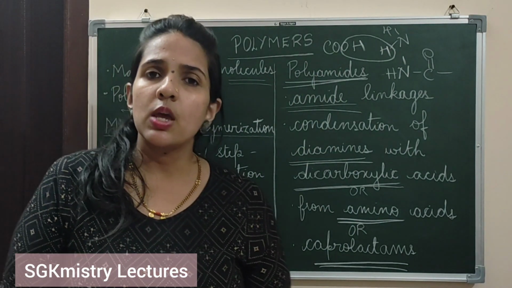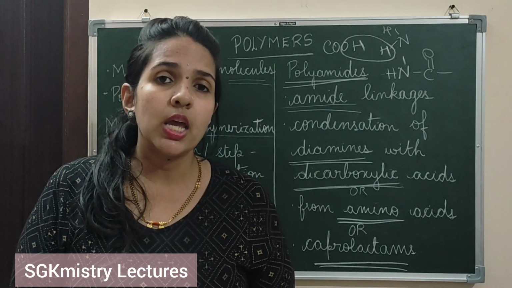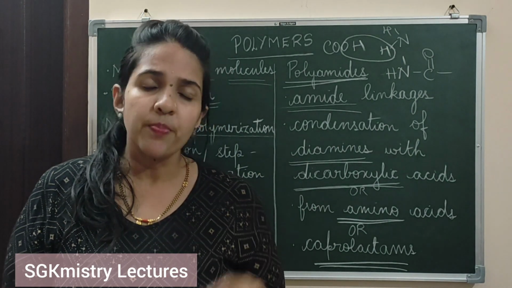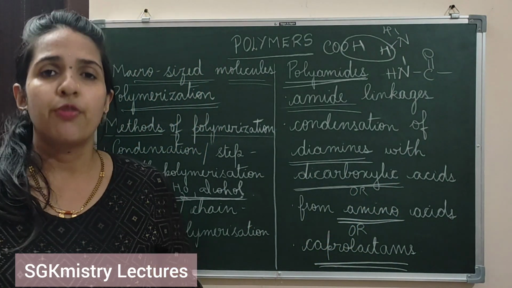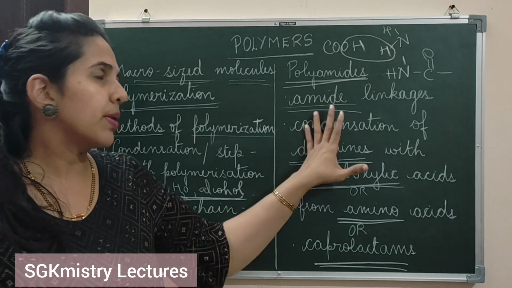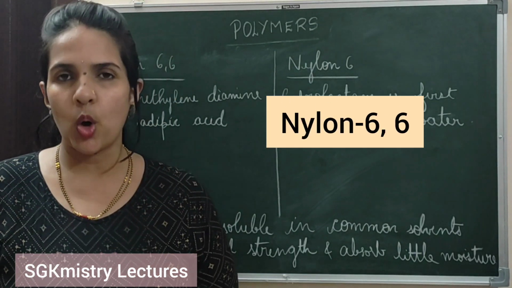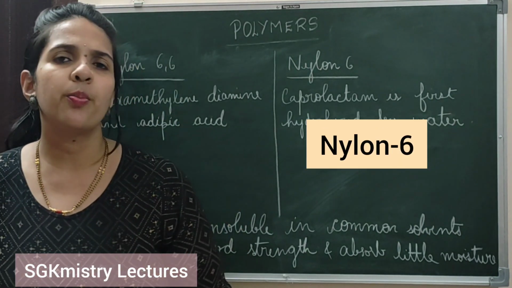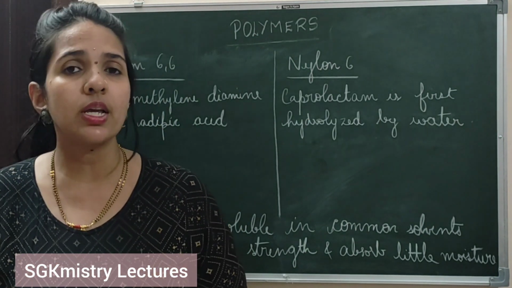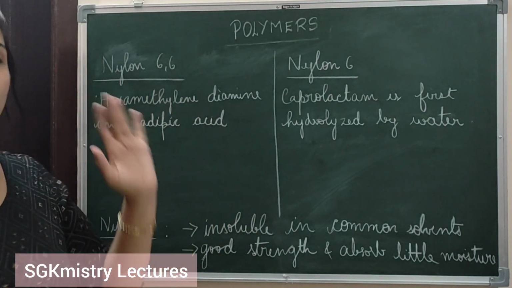So now let us see which are the important polyamides which are mainly used in synthetic chemistry as synthetic fibers. Let us see a few different types of polymers coming under this category. Now coming on to the two important polyamides, that is nylon 6,6 and nylon 6, how they are produced and what are the different properties of these different types of nylons. So first coming on to nylon 6,6.